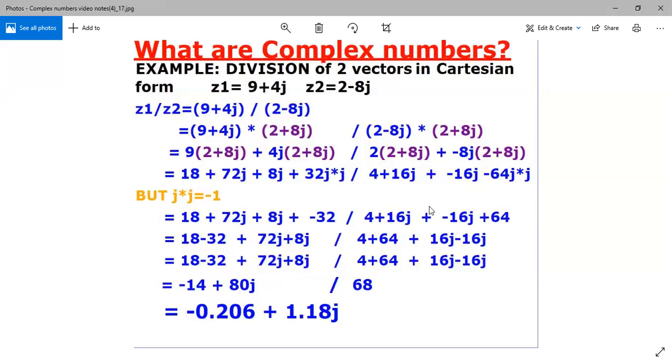The algebra is quite complicated. You need to concentrate, you need to look at the signs, and you need to do it step by step. Get all the pieces of the jigsaw together. You're left with a real number, no j operator in the denominator. You can divide through and you can get the answer.